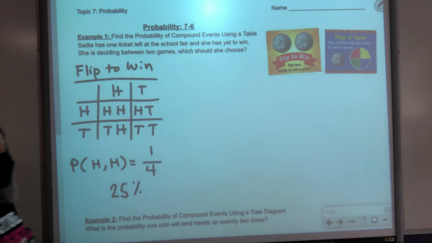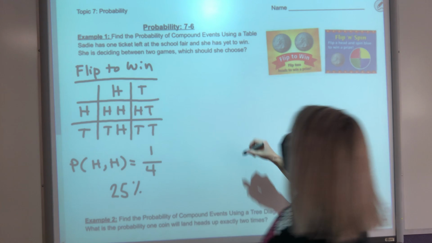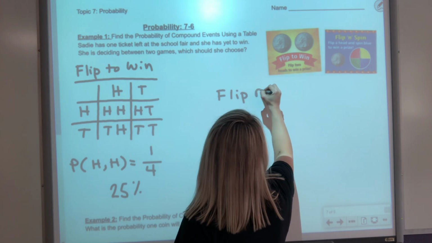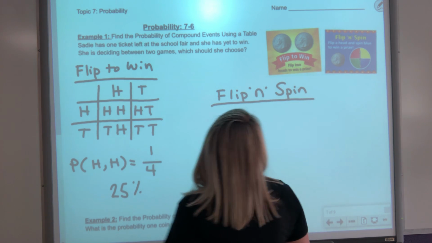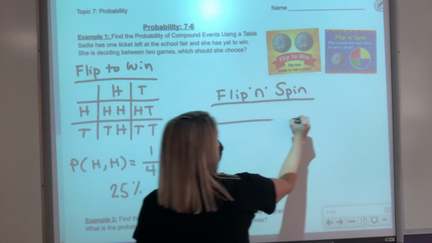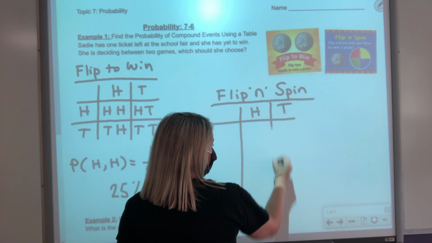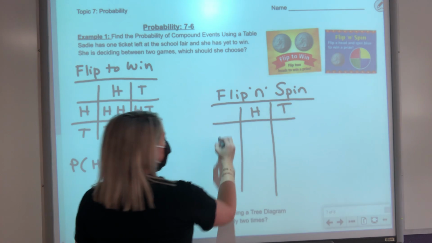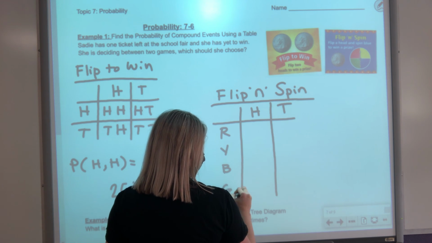Oh yeah, absolutely. All right, so our next one is flip and spin. So again, we're drawing a table. We can flip a heads or a tails. And then we can spin a red, yellow, blue, or green.